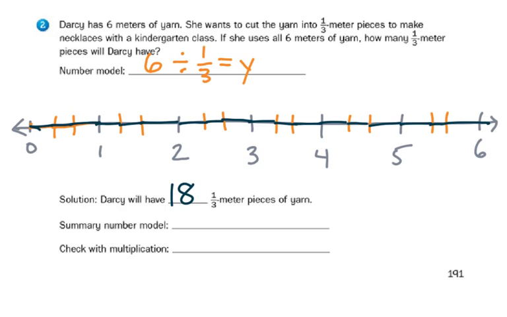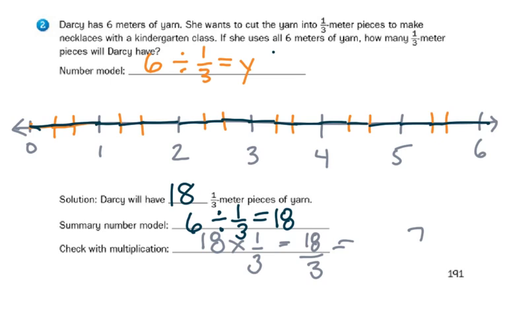So let's use that answer to write a summary number model. So we take 6 meters divided by 1/3 meter in each section for the necklace equals 18 pieces in all. Now, checking with multiplication, we're going to take 18, multiply each one being 1/3. 18 times 1 is 18, all over 3. And we know 3 goes into 18 6 times. And that's what she started with.